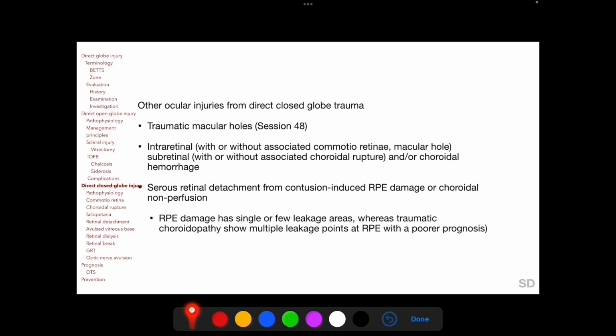Other ocular injuries which can occur from direct closed globe trauma include traumatic macular holes, which we have discussed in a previous session, intraocular hemorrhages such as intraretinal, subretinal and/or choroidal hemorrhages, which we will be discussing in a subsequent session, and serous retinal detachment from contusion-induced RPE damage or choroidal non-perfusion.